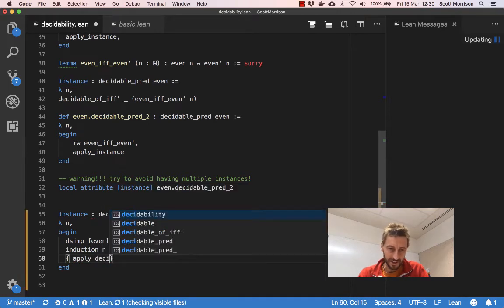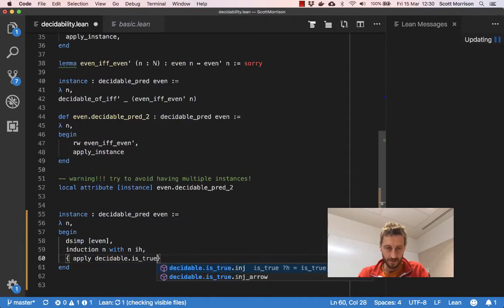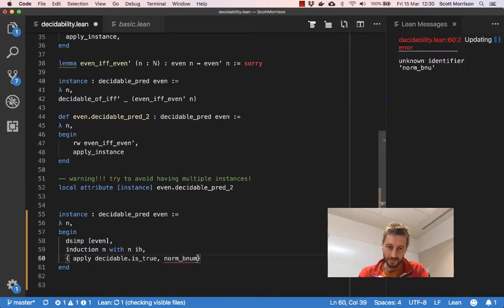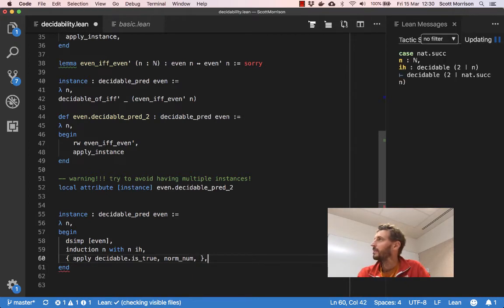We did a problem just like that a moment ago. It's true, and let's just use norm_num for now, but you could substitute in pretty easily a proof that didn't use norm_num if you wanted. And so now we've got the interesting case.